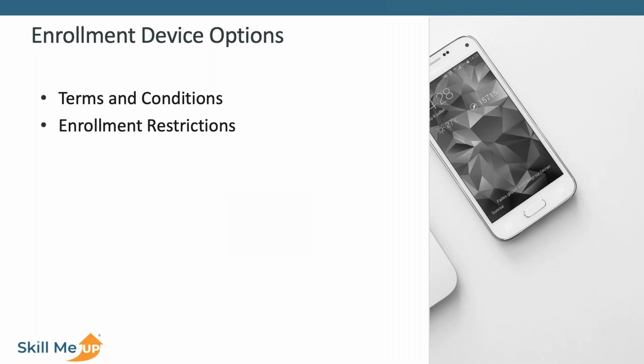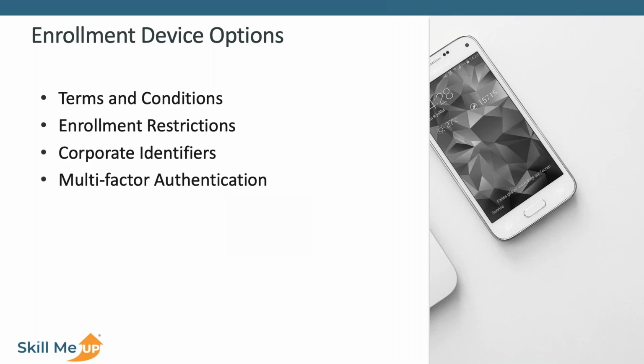It's not corporate. You also can utilize corporate identifiers. So you can manage and list the IMEI numbers, or the International Mobile Equipment Identifier numbers, and the serial numbers for identifying if it's corporately owned or if it's something else. And then, of course, we can also force multi-factor authentication. So you can require users to use an additional verification method, such as another phone, a PIN, or biometric data when they go to enroll that device.